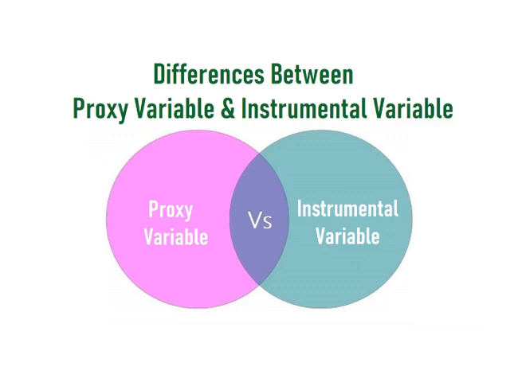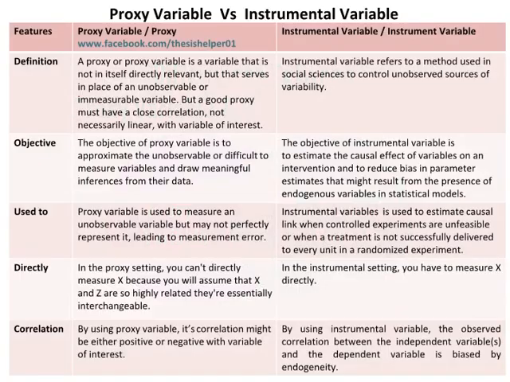Differences between proxy variable and instrumental variable. Proxy variable versus instrumental variable. A proxy or proxy variable is a variable that is not in itself directly relevant, but that serves in place of an unobservable or immeasurable variable. But a good proxy must have a close correlation, not necessarily linear, with the variable of interest.